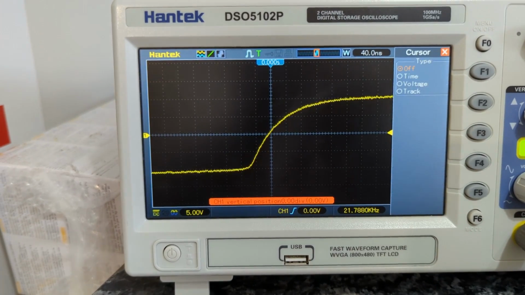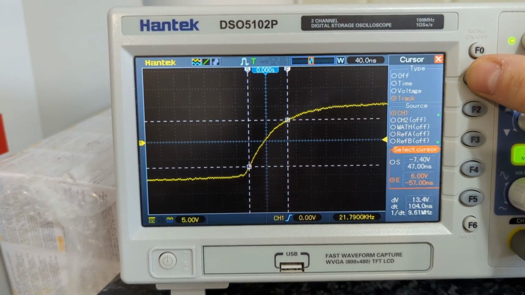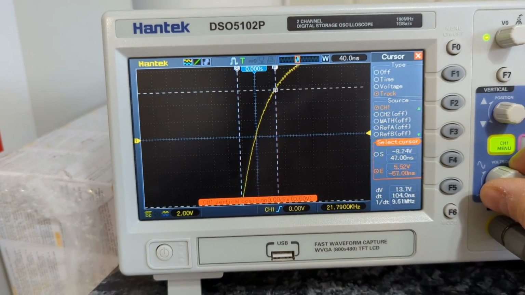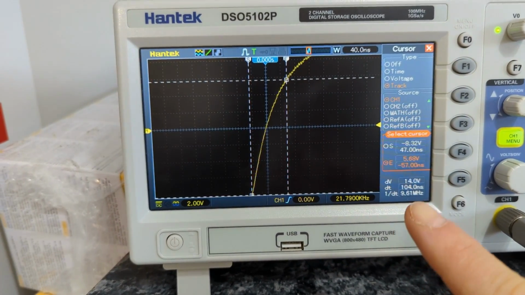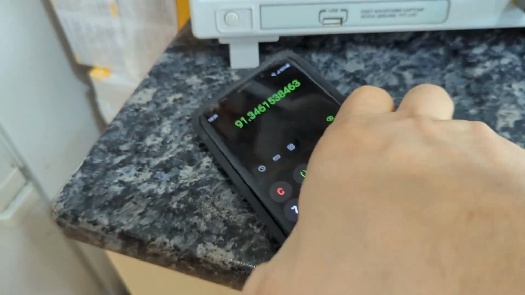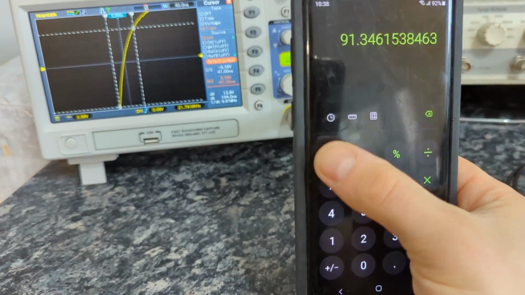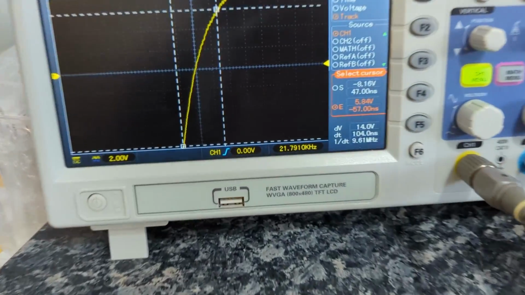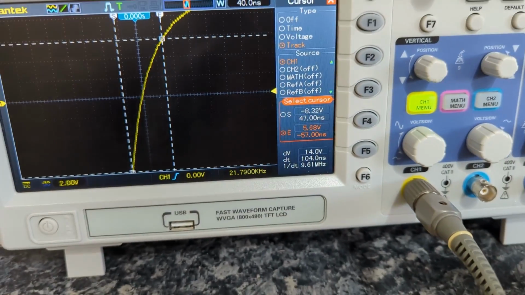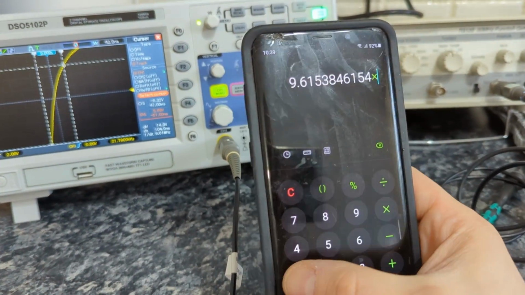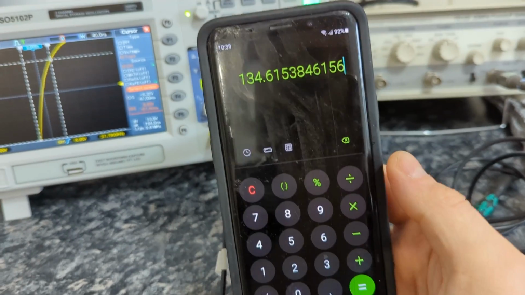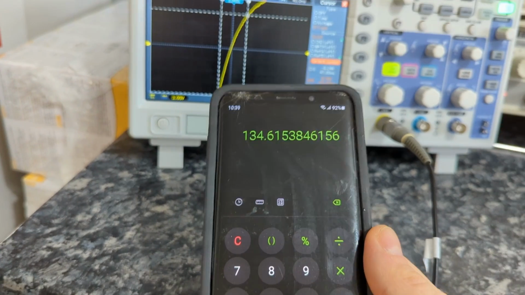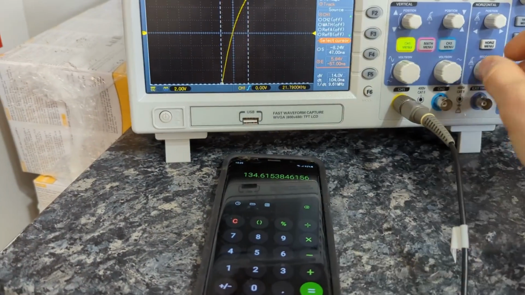So let's put the cursors first. Track, yeah, something like that, and something like this. So now we have 104 and 14 volts. If I'm gonna do that basic math again, 1 divided by 0.104, yeah, 104, and times 14, and I have 135 volts per microsecond. 135 volts per microsecond.